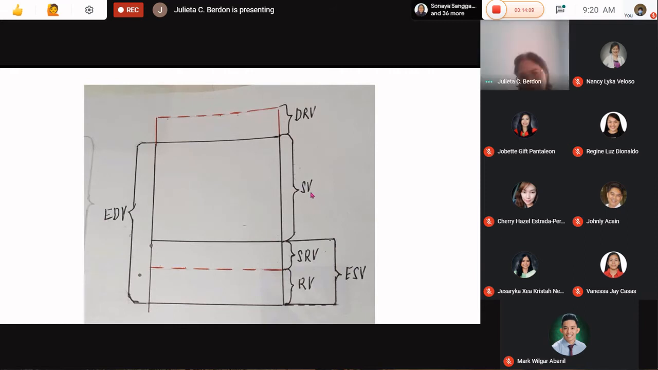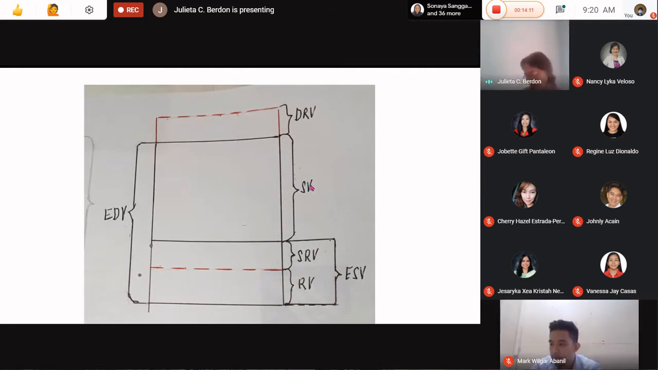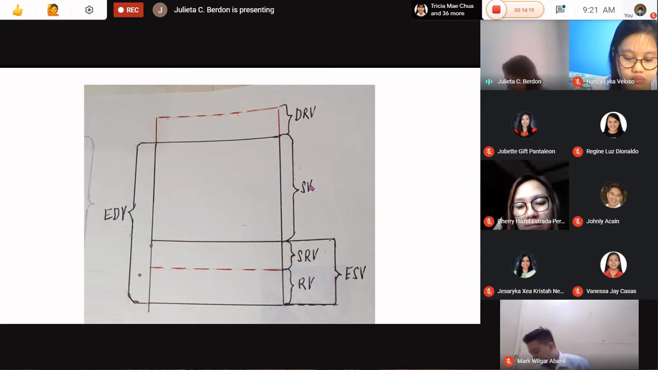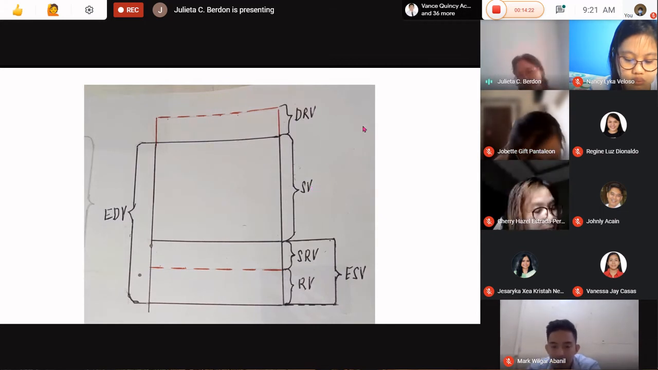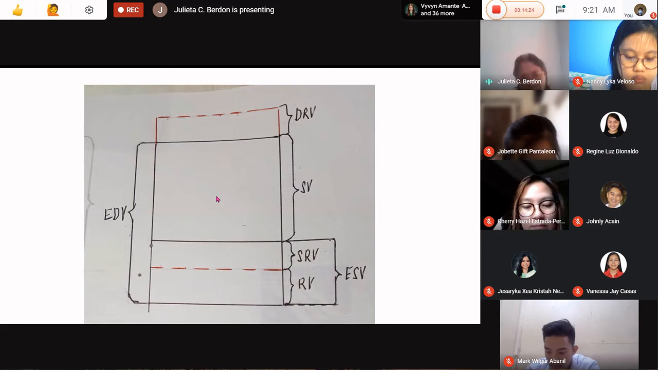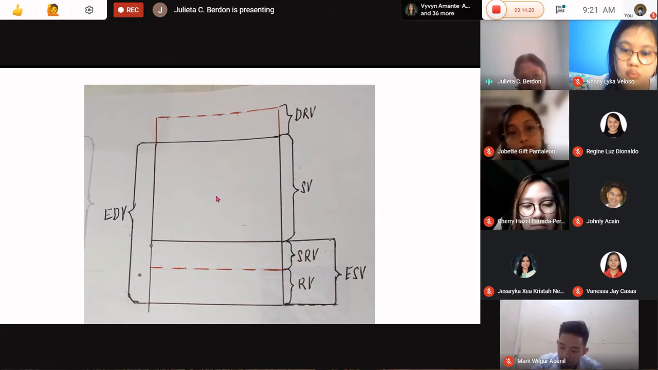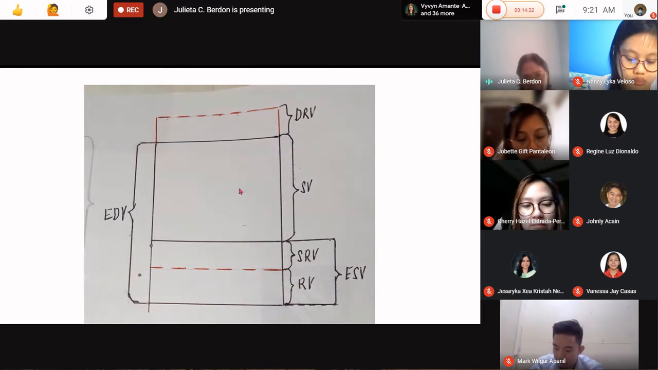Okay, is that clear now? Another thing to remember, before we go to the cardiac cycle, is that blood flows from an area of greater pressure to an area of lesser pressure. That's very basic, right? Any questions before we now go to the cardiac cycle?